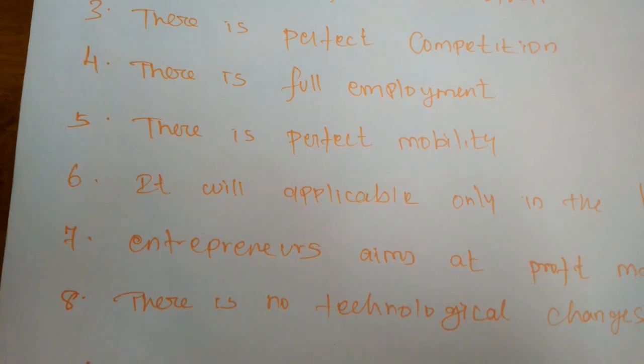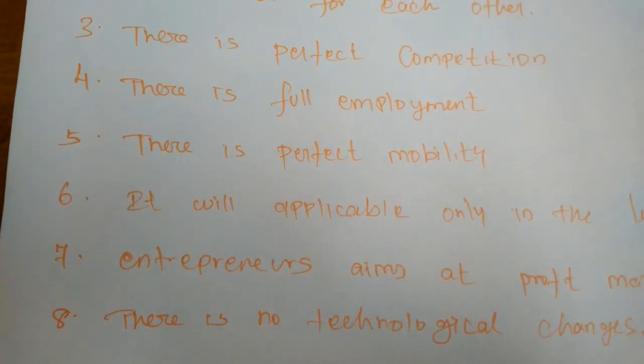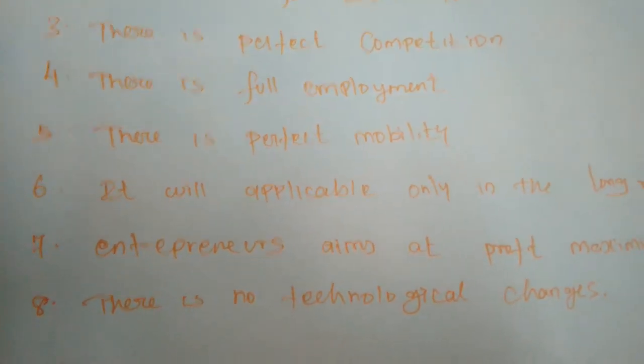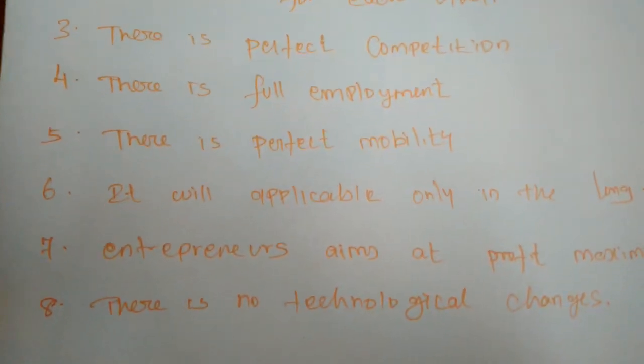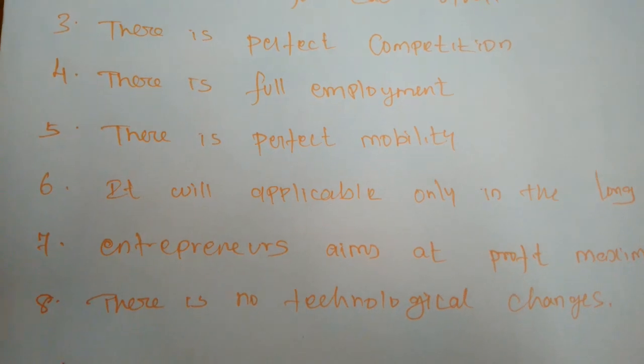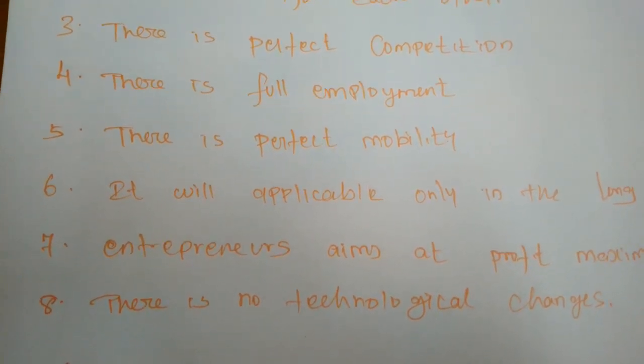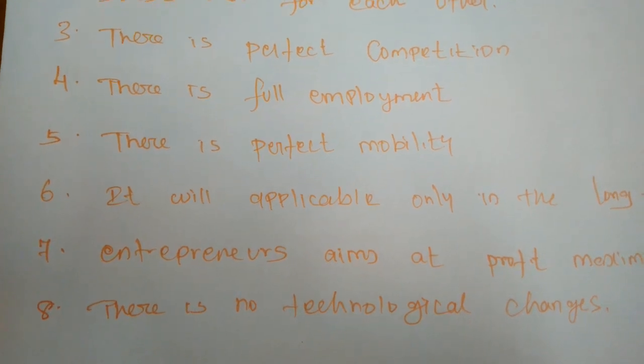Next, there is no government intervention in fixing the price of a factor. So when they are arranging the factors of production, there is no government intervention in fixing the price for the factors of production. The price for the factors of production may be determined on the basis of the demand for the factor of production.